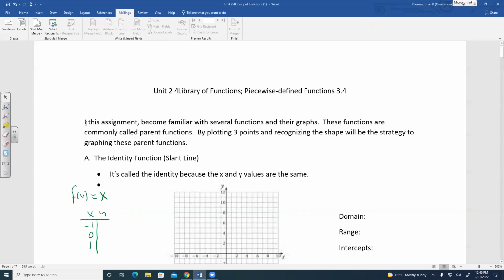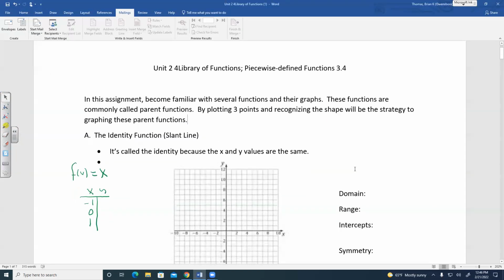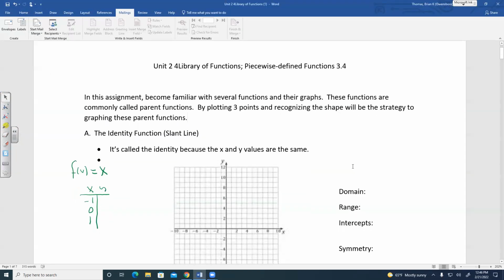So what we're going to kind of see is these functions are going to be called what we call our parent functions. So our goal really is going to be, by plotting 3 points and just knowing what the shape looks like, we're going to try to be able to graph these 9 functions that we have before us.